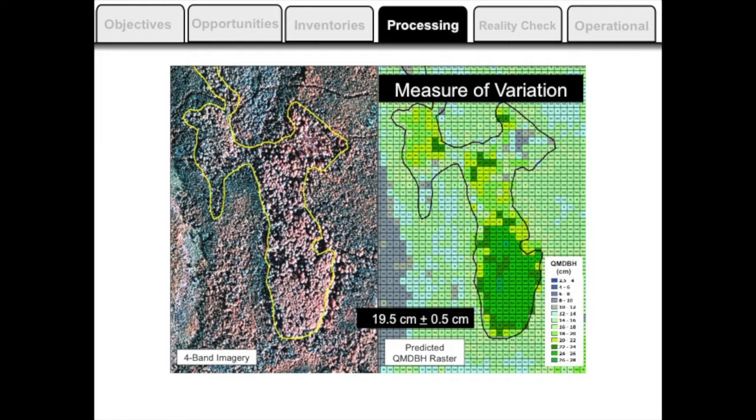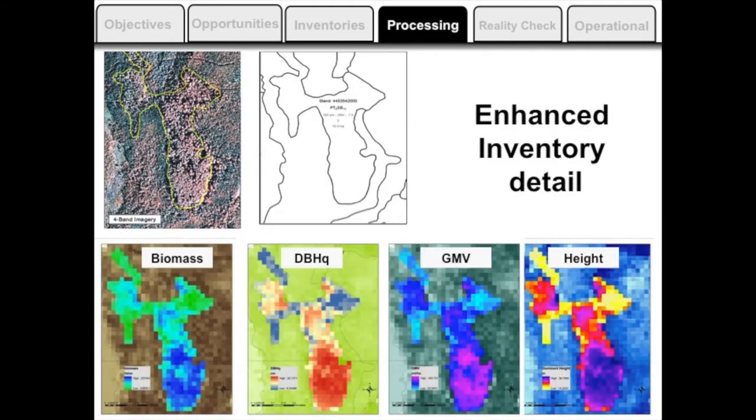In this case, this is quadratic mean diameter. So how does that diameter vary across the stand? So now I have that measure, and I can also calculate the stats, so it's basically 19.5 plus or minus 0.5 centimeters for that stand. I can also get that same impression for biomass or gross merchantable volume or height.